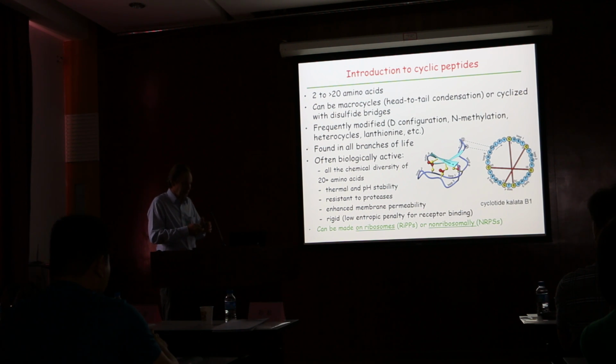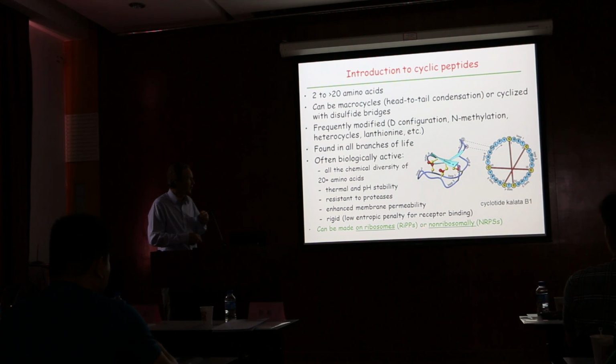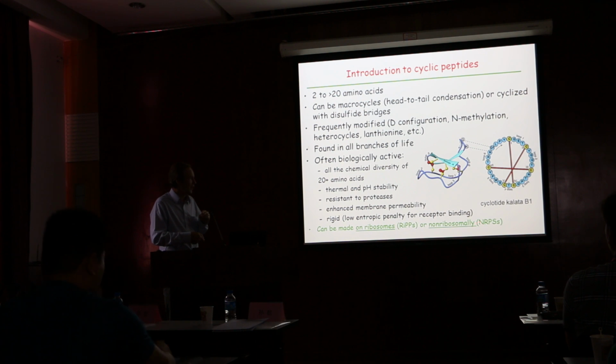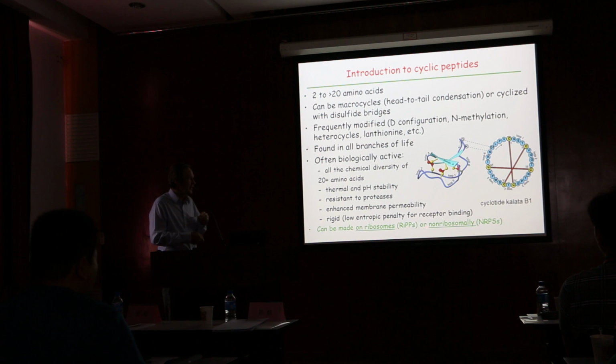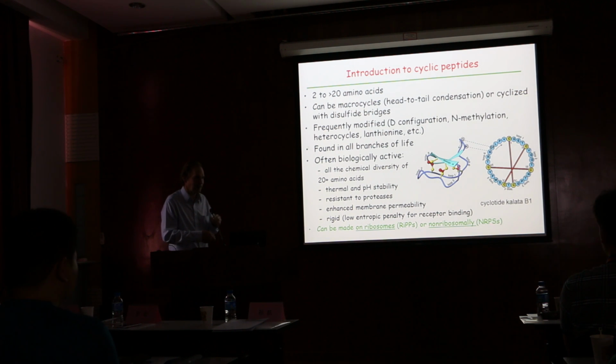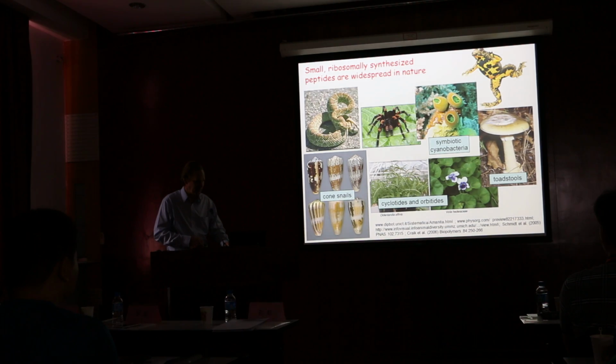peptide. There's two ways to make small peptides, either on ribosomes, and these are called RIPs, for ribosome-encoded post-translationally modified peptides, or non-ribosomal by enzymes called non-ribosomal peptide synthetases. And this is how I got started in cyclic peptides, and I'm going to tell you that story very briefly.